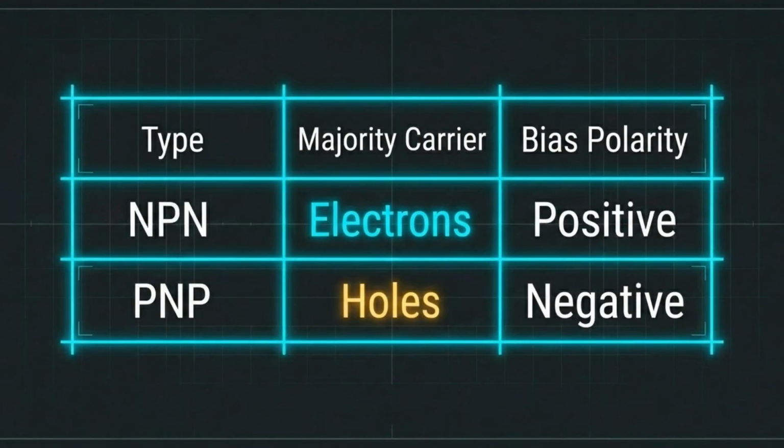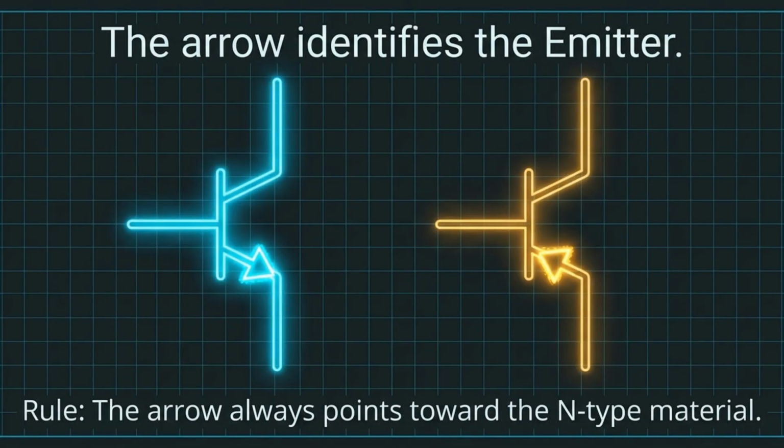This table summarizes the differences between NPN and PNP types, including their majority carriers and the polarity of the required bias. When reading circuit diagrams, identify the emitter by the arrow. The rule is simple. The arrow always points toward the N-type material.